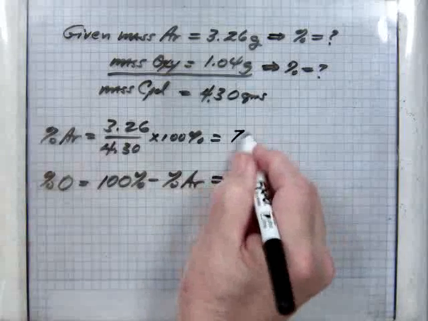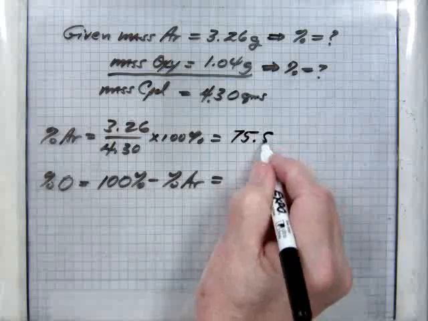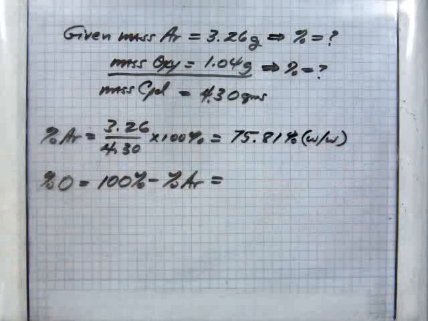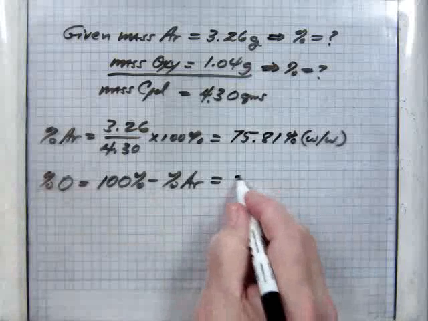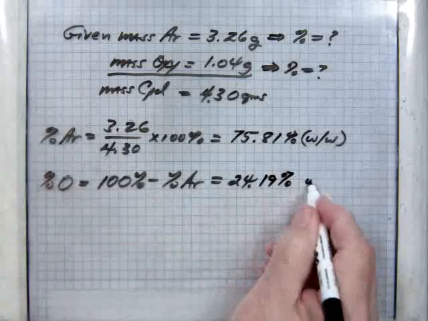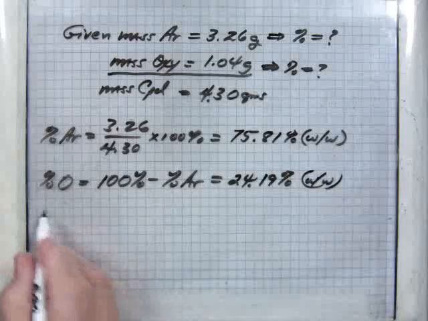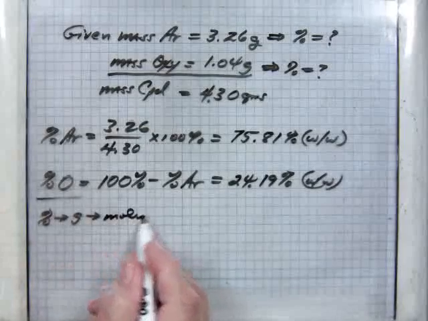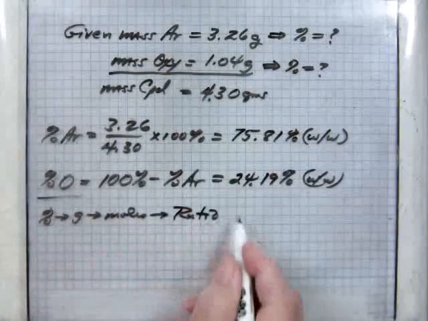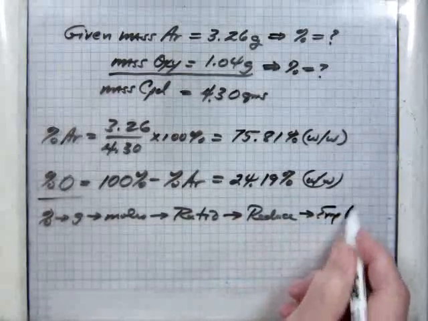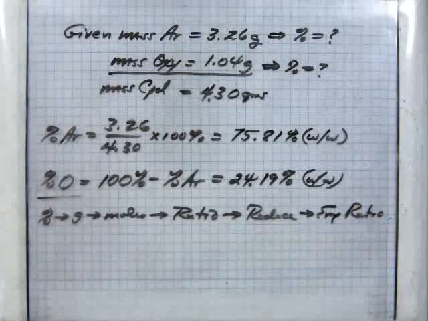So this one is 75.81% by weight. And then subtract that from 100, and I get 24.19% weight. And so now we can go with the percent to grams to moles to ratio, reduce, and get our empirical ratio. And of course the empirical formula.